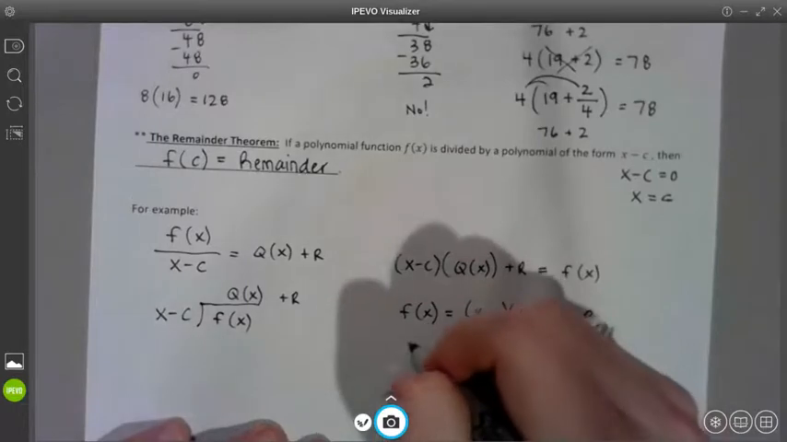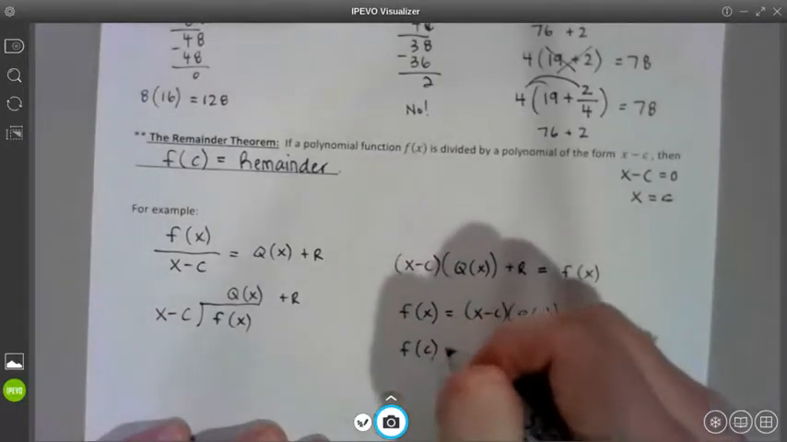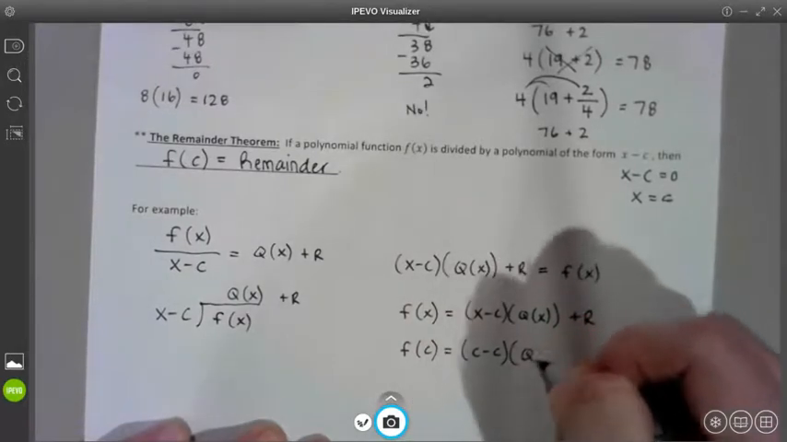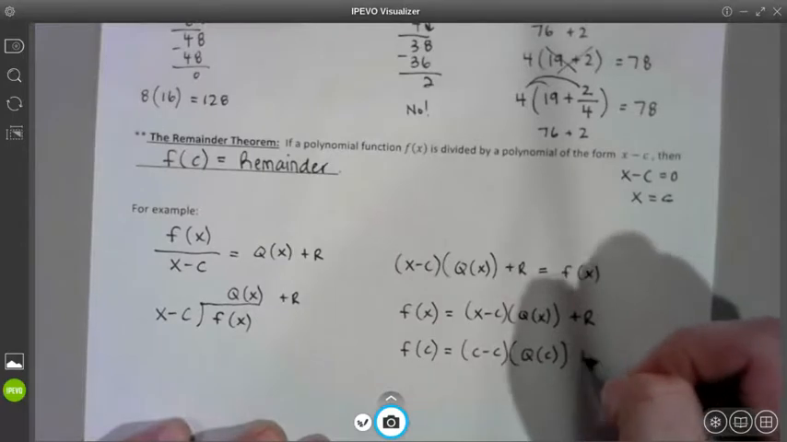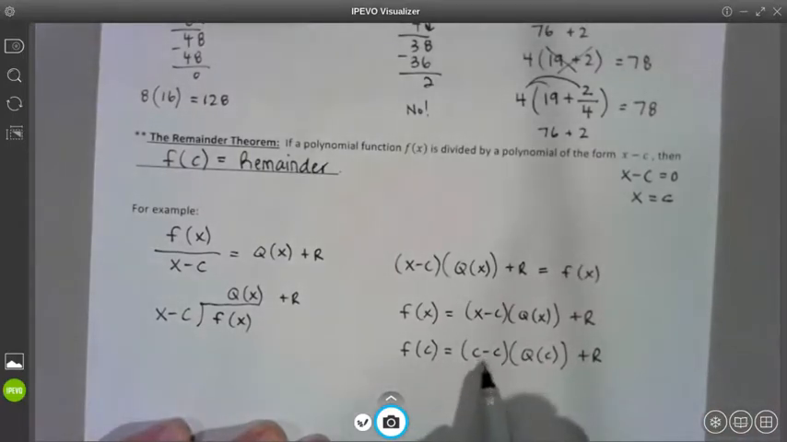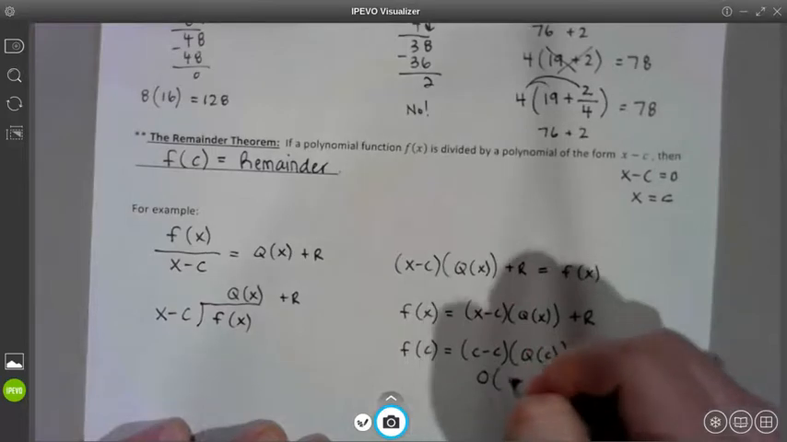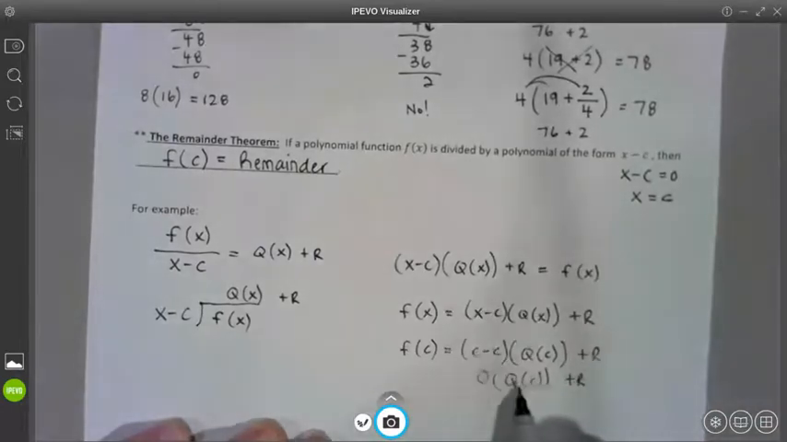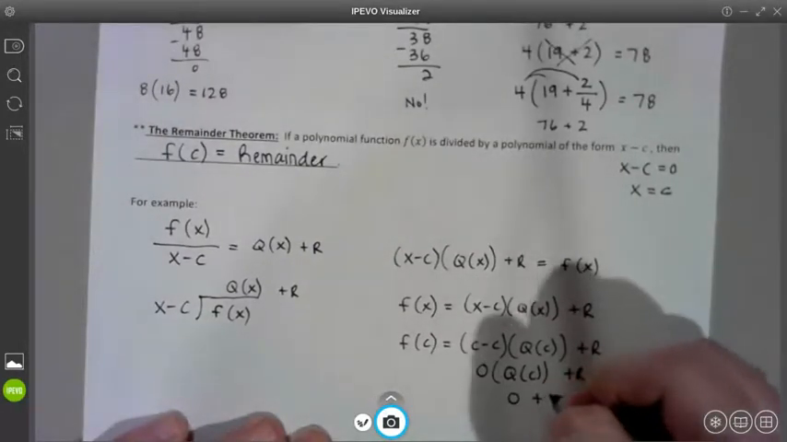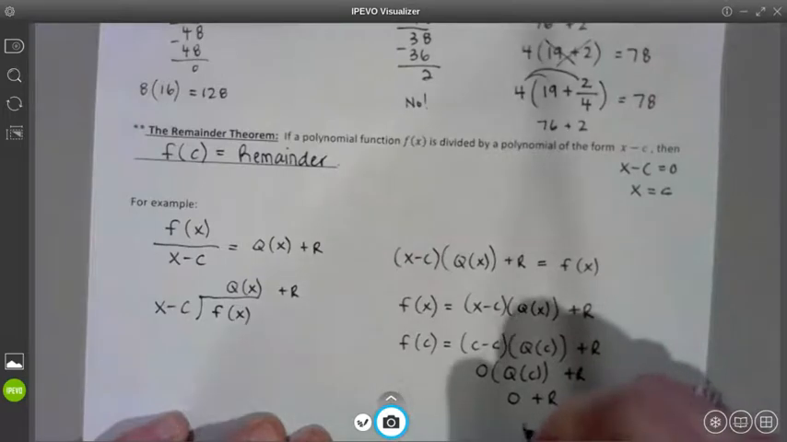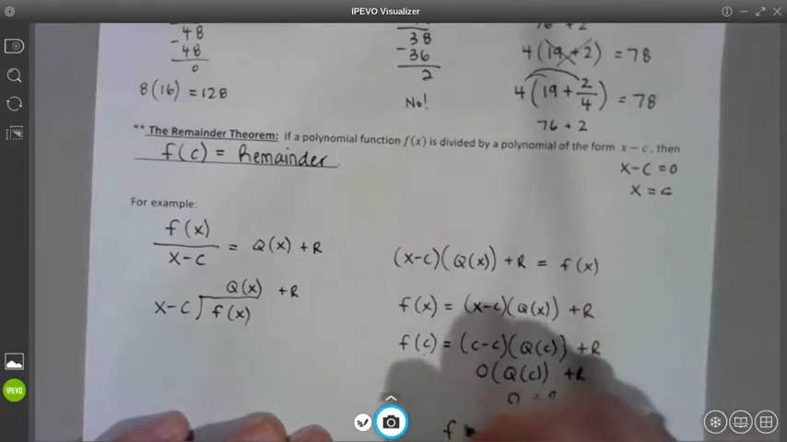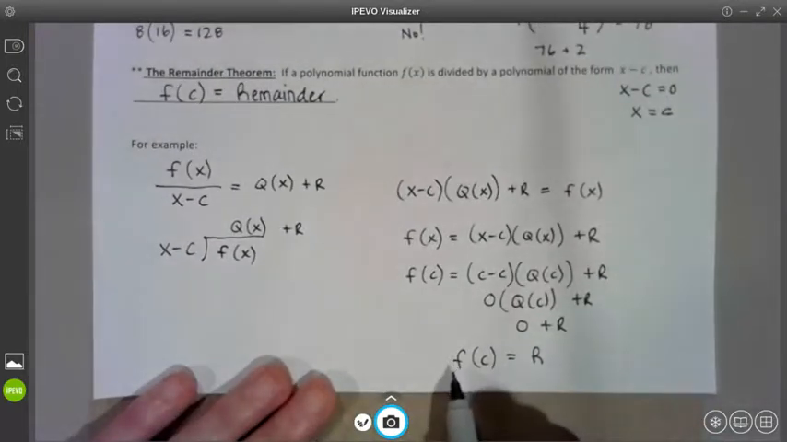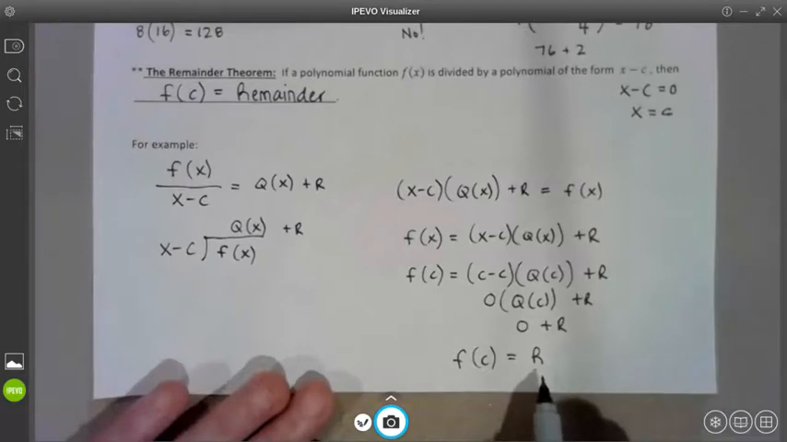So watch this. If I plug c in, f of c equals, c goes in for x, so c minus c, times the quotient of plugging c in, and then plus the remainder, right? Well, what's c minus c? C minus c is 0 times q of c, and then plus the remainder. Well, 0 times q of c is 0, and then plus the remainder. 0 plus the remainder is the remainder. So f of c, no matter what polynomial it is, when you plug c into this polynomial, it is the remainder that the function will spit out, okay?